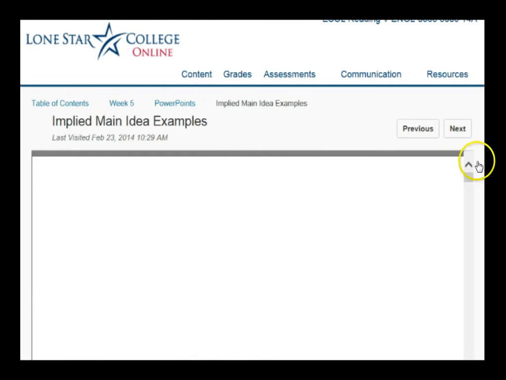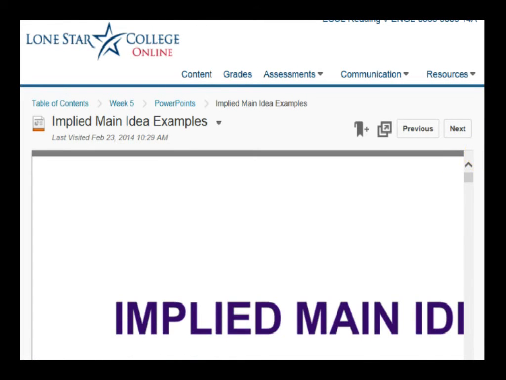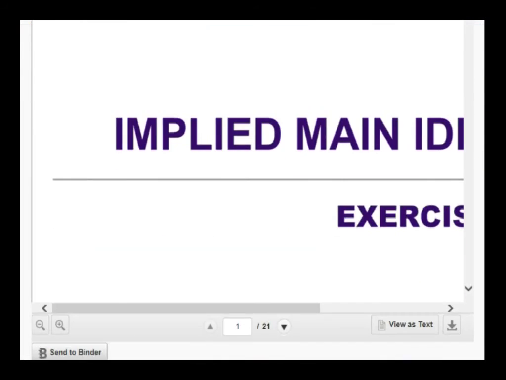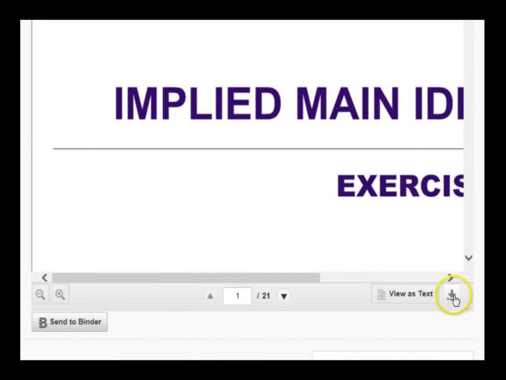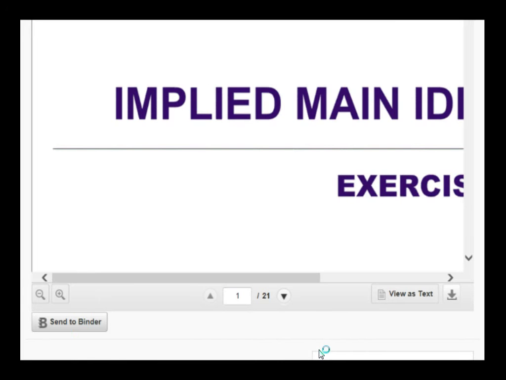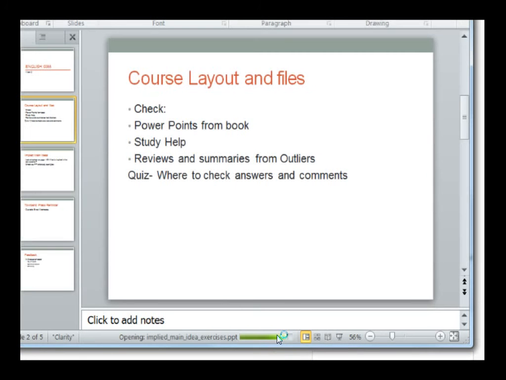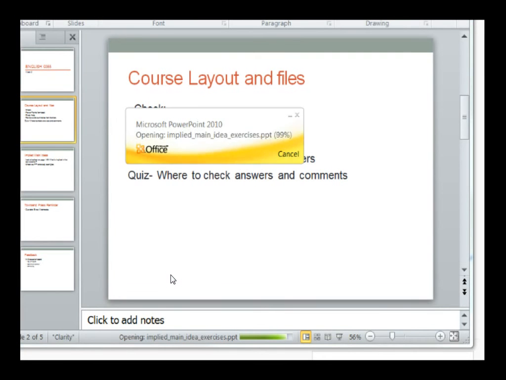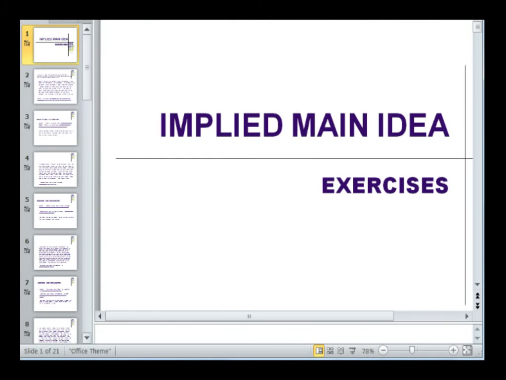I want to open this to show you. See how big it looks here? So what I suggest is that you go to this arrow, download it, and then open it, and you're going to be able to adjust the size of the PowerPoint. One second here while it opens. And here you can see it as a regular PowerPoint.